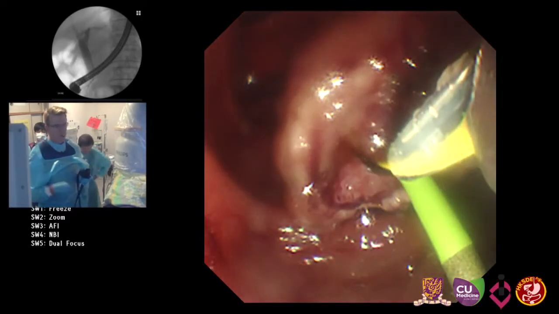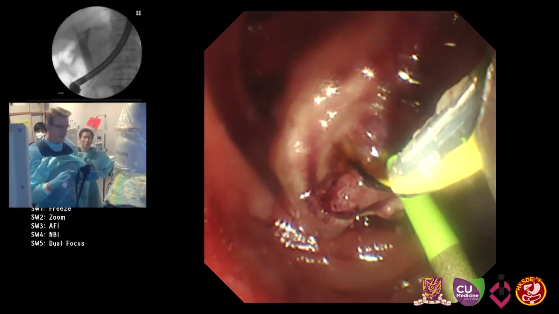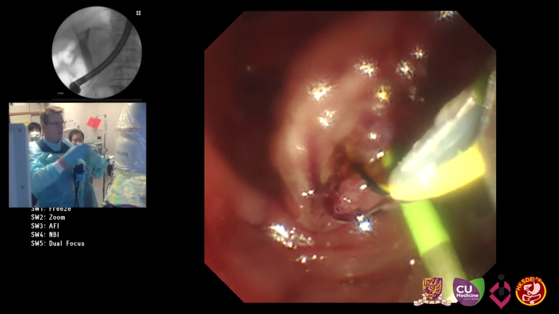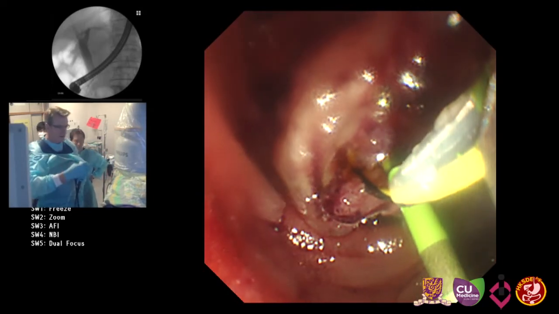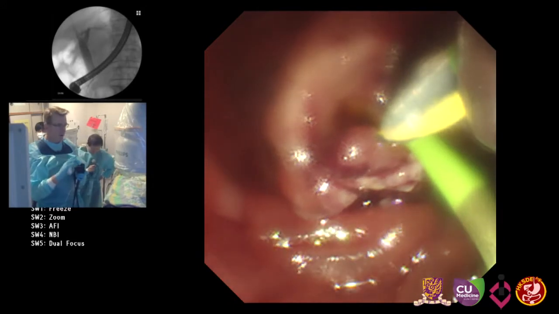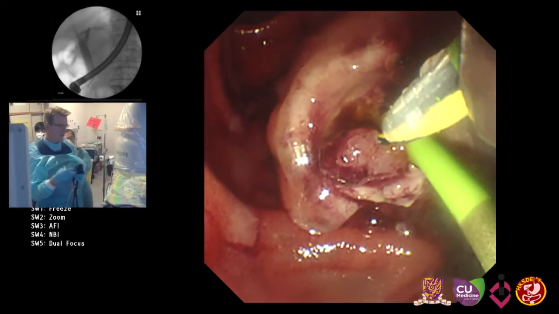And then in 3 months we come back, we pull the metal stent out, and we can see straight up the bile duct, and you can really see the extent of the intraductal extension, and it's very easily treated with a snare, plus or minus some APC.